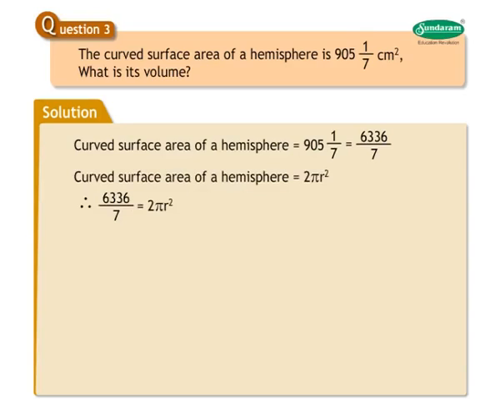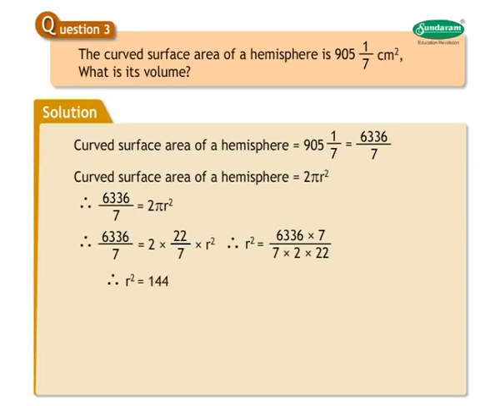Therefore, 6336 upon 7 is equal to 2 pi r square. 6336 upon 7 is equal to 2 into 22 upon 7 into r square. Therefore, r square is equal to 6336 into 7 upon 7 into 2 into 22. Therefore, r square is equal to 144. Therefore, r is 12 centimeters.